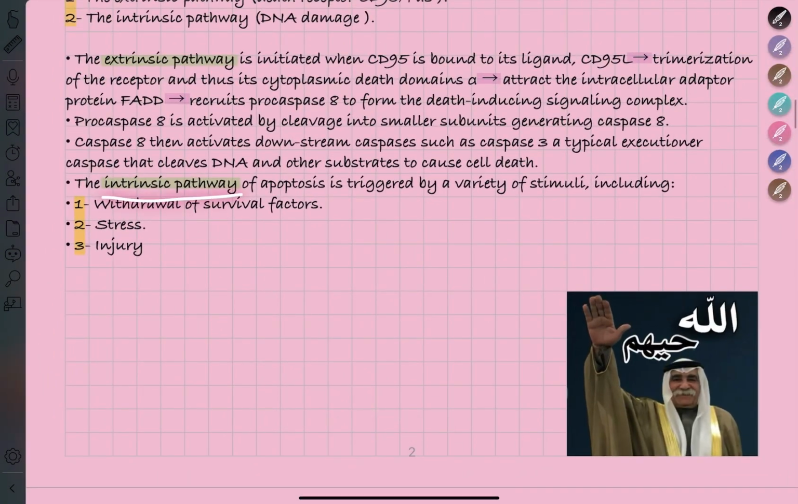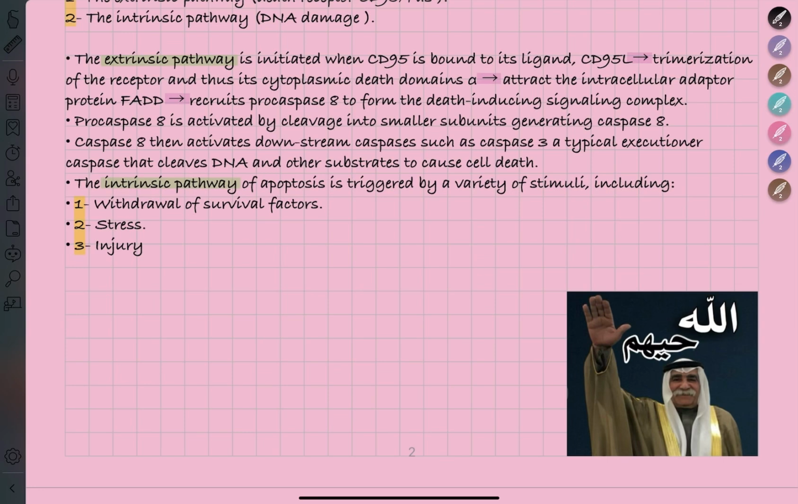What about the intrinsic pathway? It's triggered by a variety of stimuli. What are they? Withdrawal of survival factors. Intrinsic means that something on the inside is not correct. Okay? One of them can be withdrawal of survival factor. When survival factors stop arriving at the cell or stop activating the cell, it will not find a need to survive. Simply put.